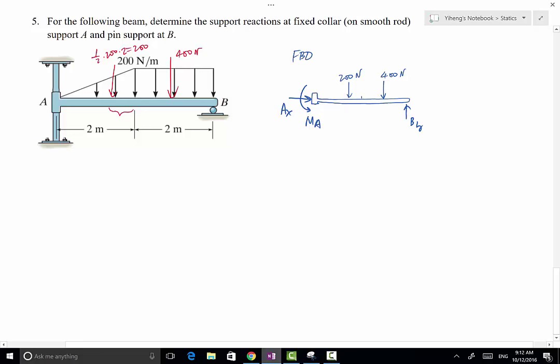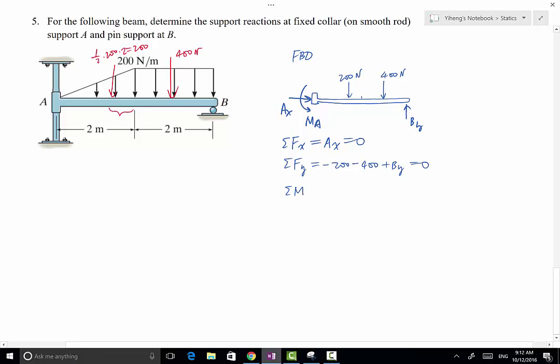On this free body diagram, we have three unknowns, AX, BY, and MA, and we can write three equations. Resultant force along the x direction equals AX, which is simply 0. Resultant force along the y direction equals negative 200 minus 400 plus BY equals 0.